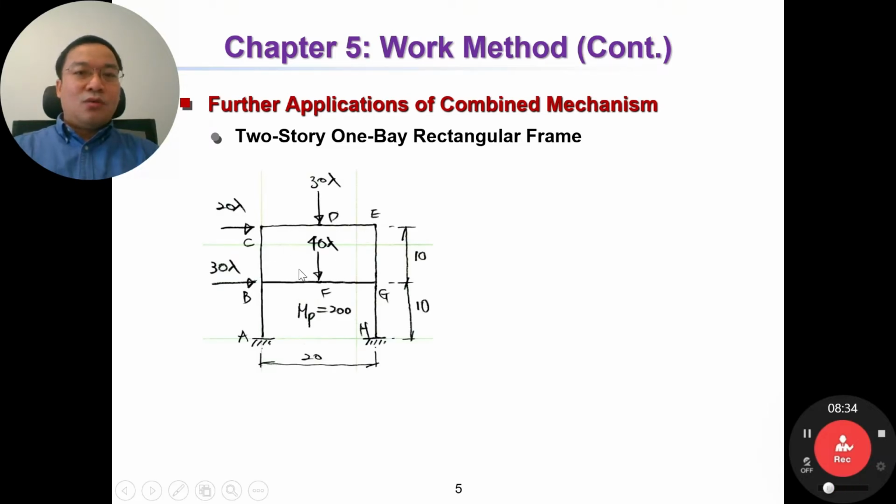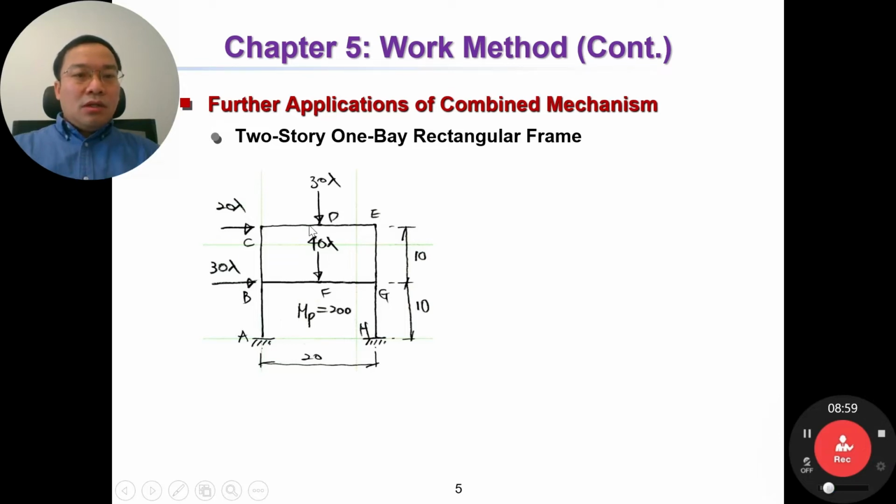Two-story, one-bay rectangular frame. Okay. The beam has a length of 20 feet, and the columns have the same height, 10 feet each.